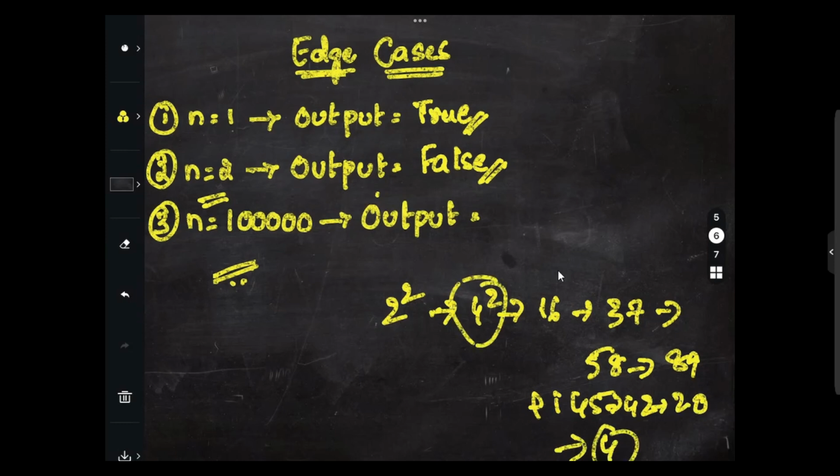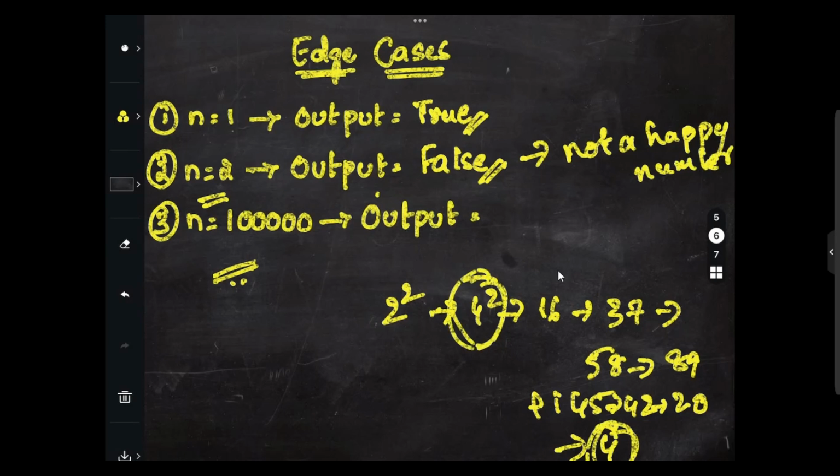So 4 here leads to the cycle. It will never reach 1 at any cost. So it's not a happy number in this case. You can clearly see this leads to cycle 4 again, so this will never reach 1. In this case, this is not a happy number.